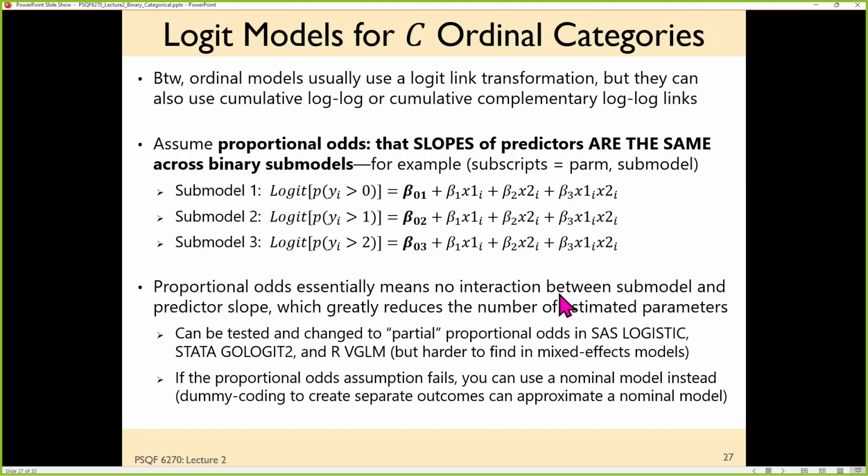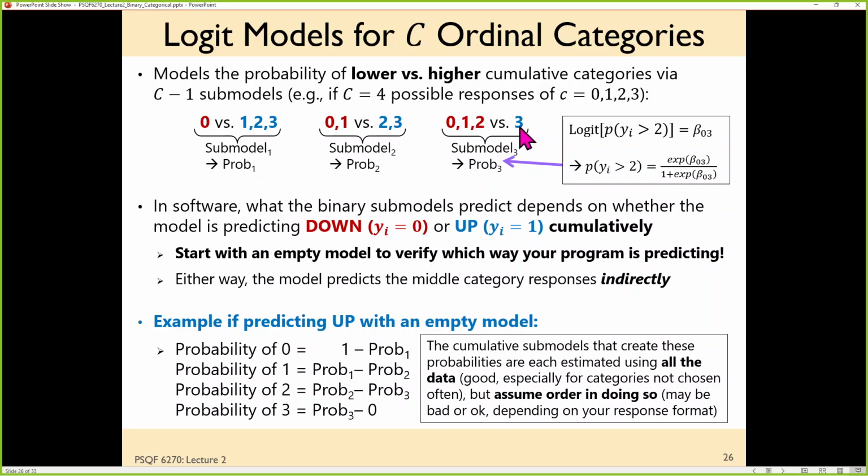What these models assume by default is that the effect of the predictor is the same across all the submodels. It doesn't matter if you're predicting greater than 0, greater than 1, or greater than 2. These models assume the slope is the same. That's what's known as proportional odds. I'm going to show you how to fix it and test it. Because this seems like an unrealistic assumption, that the same things that would predict why someone would be all the way up at 3 predicts equally so to get all the way from 0 to 1, right? It doesn't make any sense to me that that would be a default.